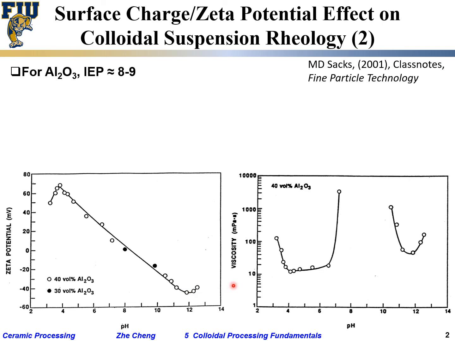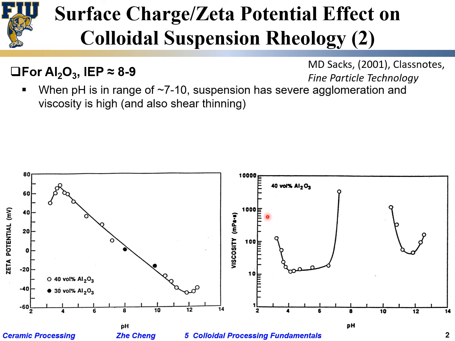And then people measured viscosity versus pH, assuming it is measured under a constant shearing strain rate. But essentially, what do we get? What we get is when pH is around the middle, 7 to 10, from low zeta potential, the particles agglomerate, severe agglomeration, the viscosity is high, and of course, they should also display the so-called shear thinning behavior.